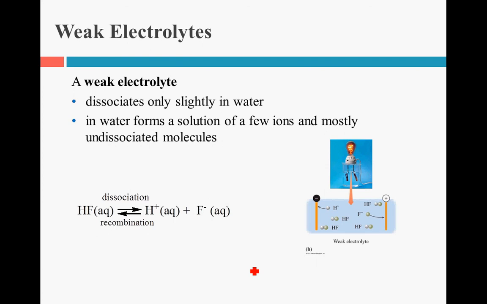Now, a weak electrolyte dissociates only slightly in water. In other words, sometimes it's going to stay together, sometimes it's going to break apart. Notice the recombination. It has an arrow going backwards, so it's going to break apart and then go back. Because it has fewer charged particles, it doesn't have as many chances to move around. Therefore, it's going to be a weak electrolyte rather than a strong electrolyte.